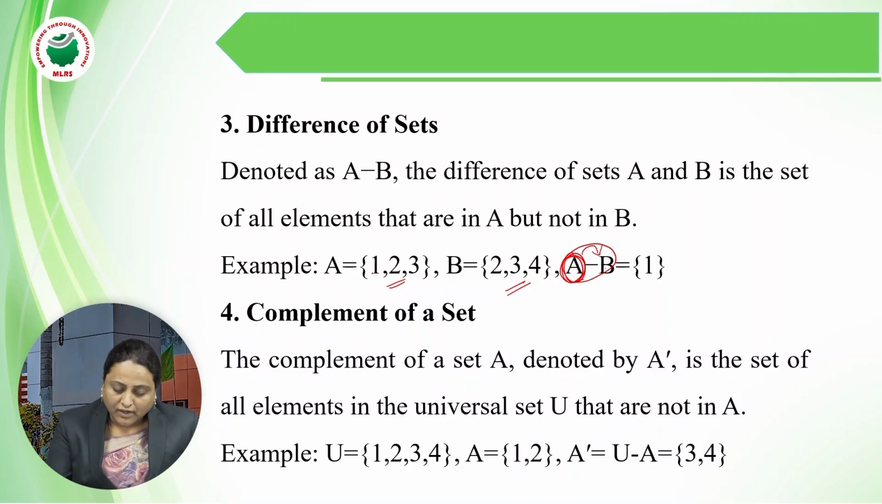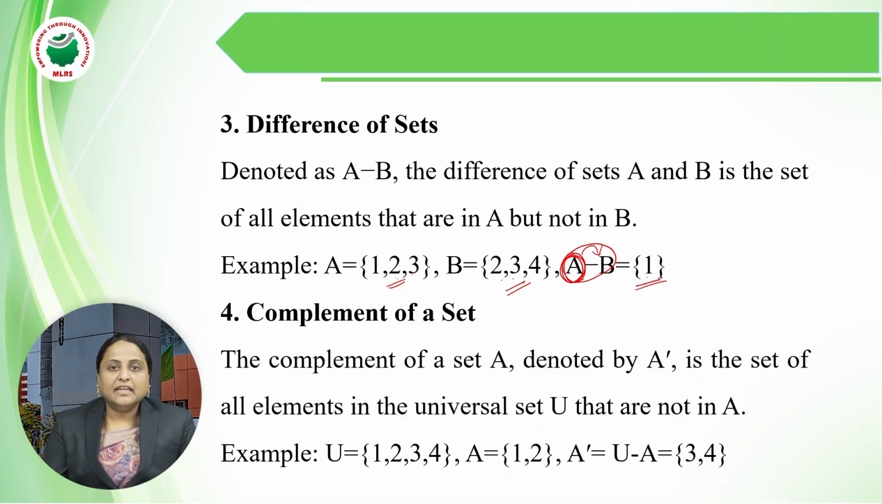Suppose you take 1. 1 is present in A but not B, so we'll take 1. Next go for 2. 2 is present in A as well as B, so we don't consider it. And 3 is present in A as well as B, we don't consider it. So what is the answer for A minus B? It is 1.